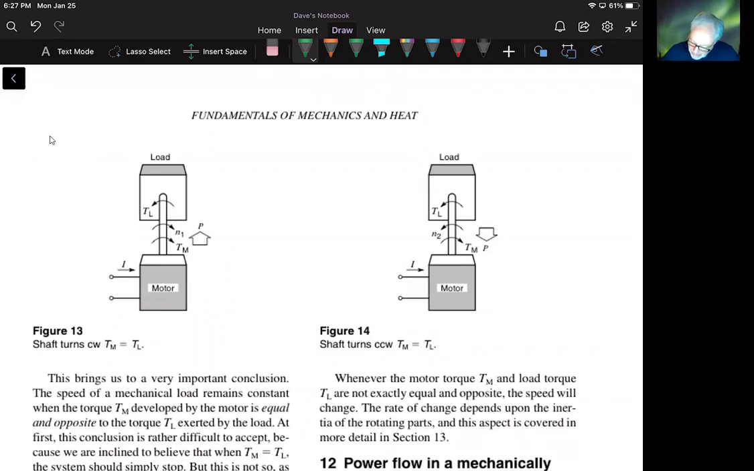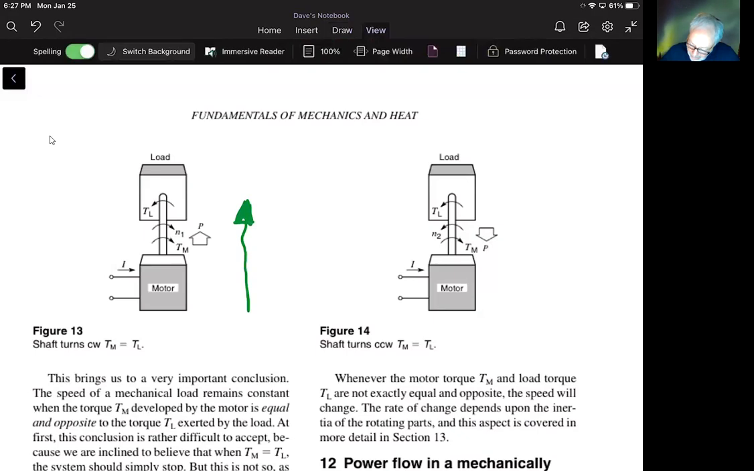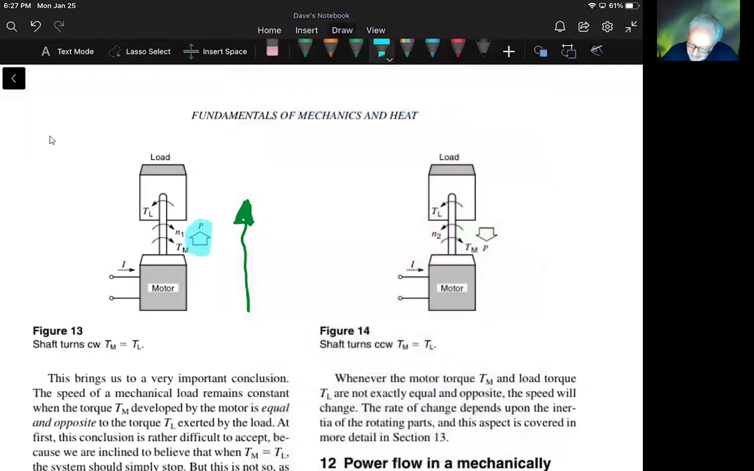But anyway, so figure 13 is a situation where the motor is delivering power to the load, okay? And so that is indicated here with this power designation, right? This. So power is being delivered to the load. So that's one thing that can happen. And then another thing that can happen is that the load can actually deliver power back to the motor.